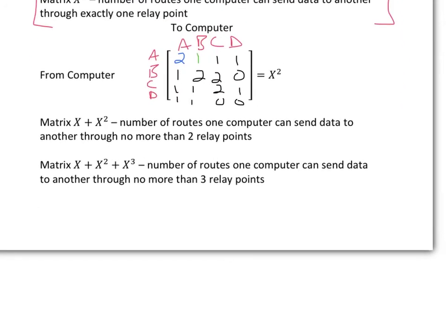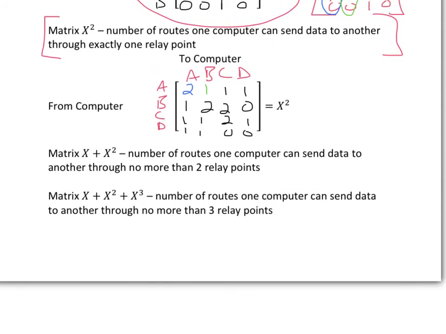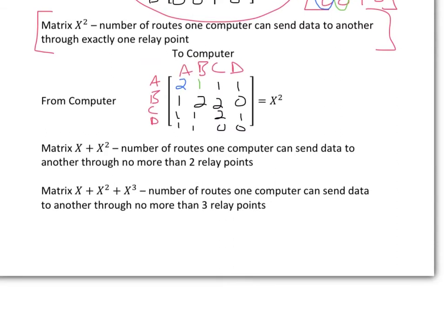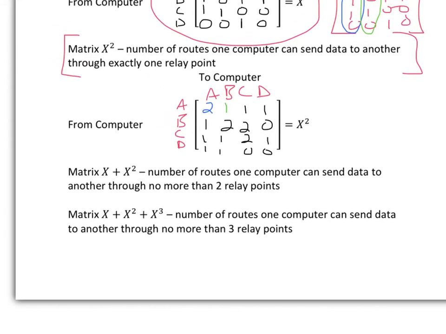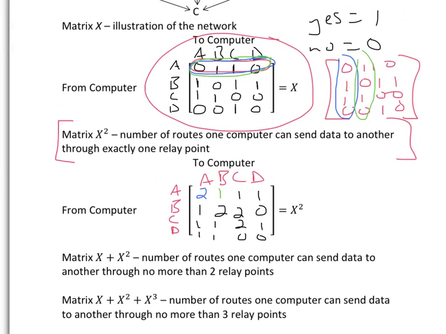So there's also two other ones that you could use. The matrix x plus x squared is the number of routes that a computer can send data through no more than 2 relay points. And then x plus x squared plus x cubed is 3 relay points, and there's more, so on and so forth. But that's obviously really complicated.